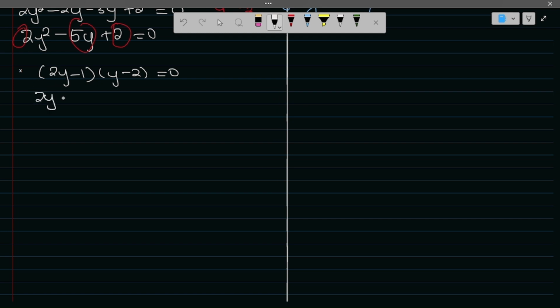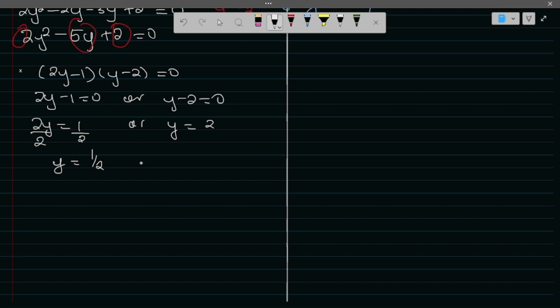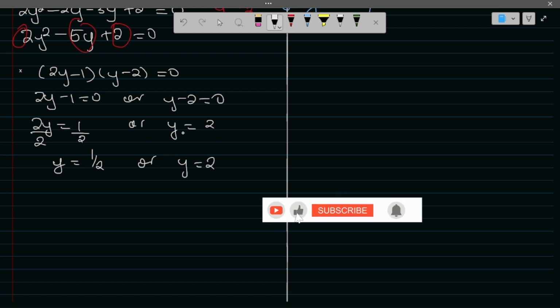So it's gonna be 2y minus 1 is equal to 0, or y minus 2 is equal to 0. So 2y is equal to 1, or y is equal to 2. You divide by 2, and get the value of y, that is 1 over 2, or y is equal to 2. We're not done yet, because now we need to find the value of x basically.